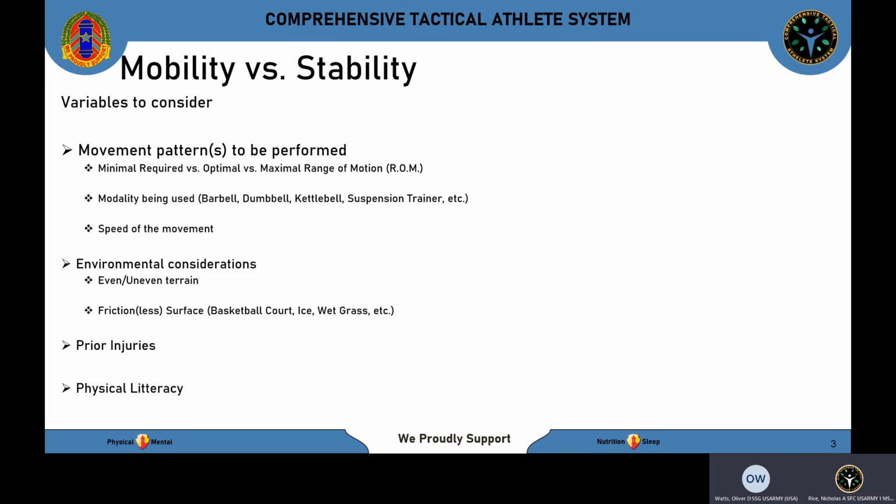We probably might need to fine tune their mechanics, because like you said, if they're too mobile, then they need to find what point in their range of motion they don't need to go past to prevent injury. Good. So we need to see where that maximal range of motion is if they're hypermobile, and then we would need to train stability within that joint.